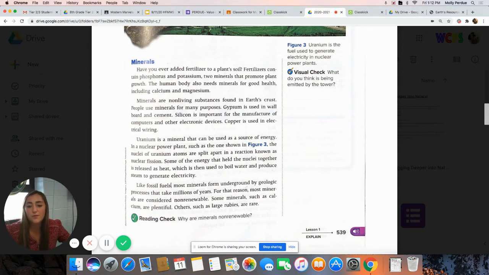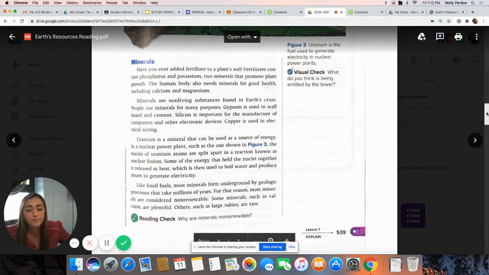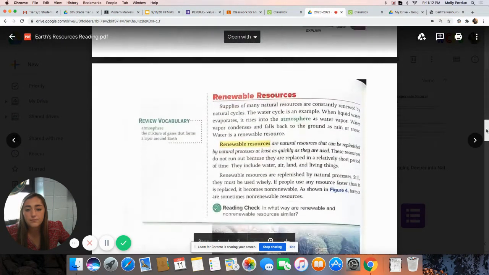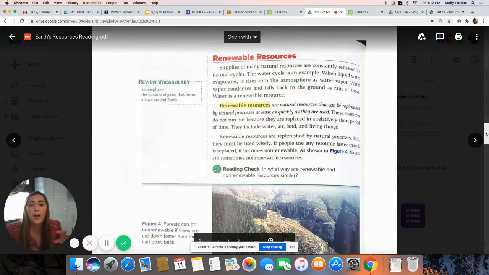Like fossil fuels, most minerals form underground by geologic processes that take millions of years. For that reason, most minerals are considered non-renewable. Some minerals, such as calcium, are plentiful. Others, such as large rubies, are rare. Again, go ahead and check what I just read. Maybe pause the video and see what you can fill in on your class kit.